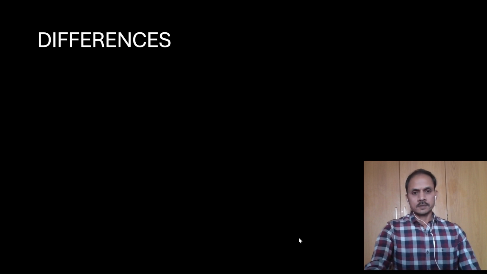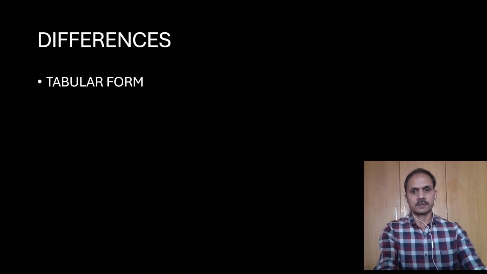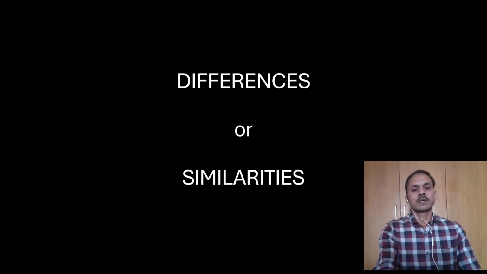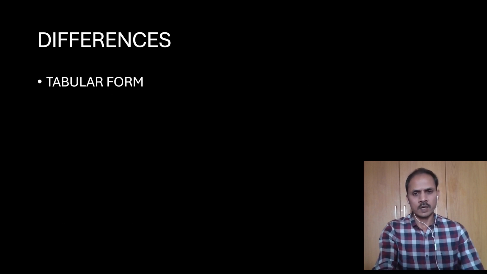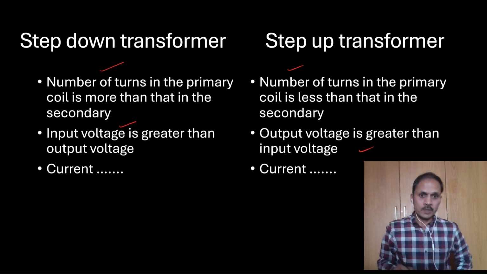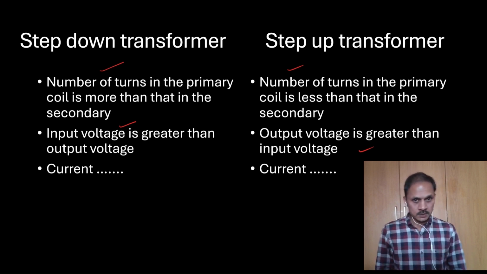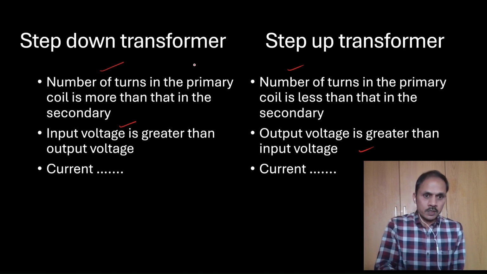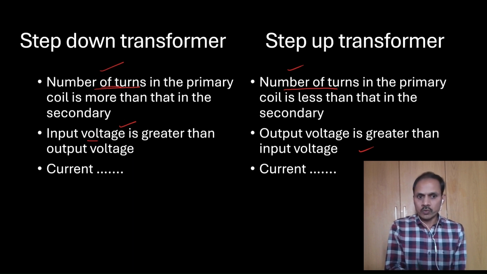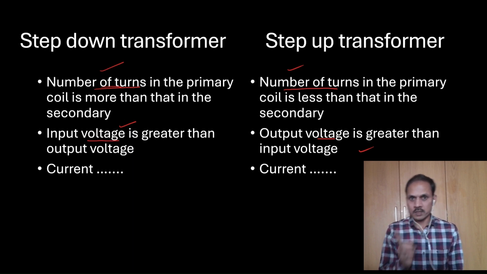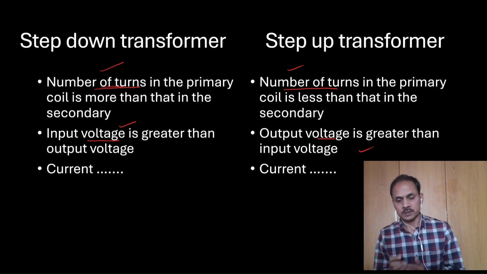So next thing is writing differences. Okay. So how will you start differences? You can see most of the people write this in tabular form. Always the best way to write differences. For example, see this one. Step up and step down differences. Here, in the first point, we wrote about number of turns on both sides. Second point, we wrote about voltage on both sides, relevant to each other. That's how we are showing the difference.